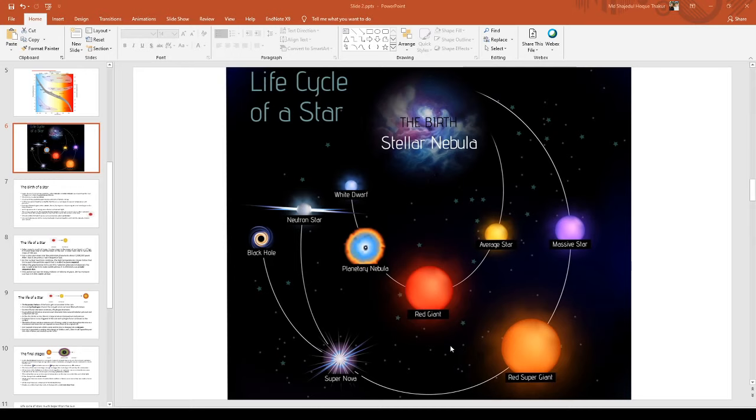Okay, so let's get back to the content. Now, like I was saying, I'm going to answer the last question again and then move on to the next topic. What was the last question? Is it mandatory to form a red giant? No, it's not mandatory. An average star becomes a red giant, but a massive star becomes a red supergiant. So it depends on the mass. So not every star will become a red giant.